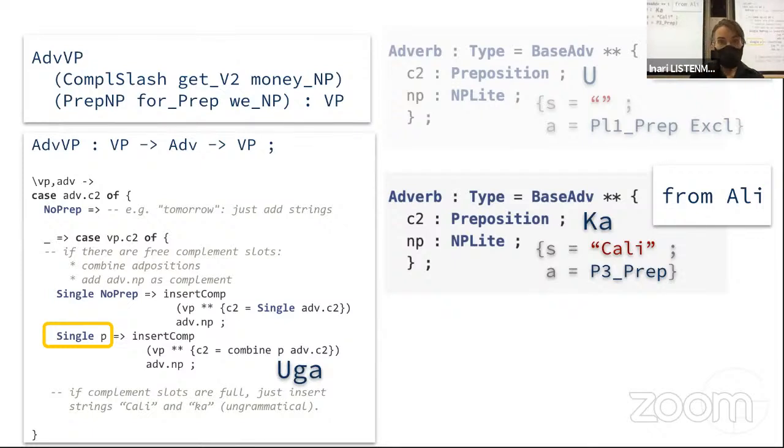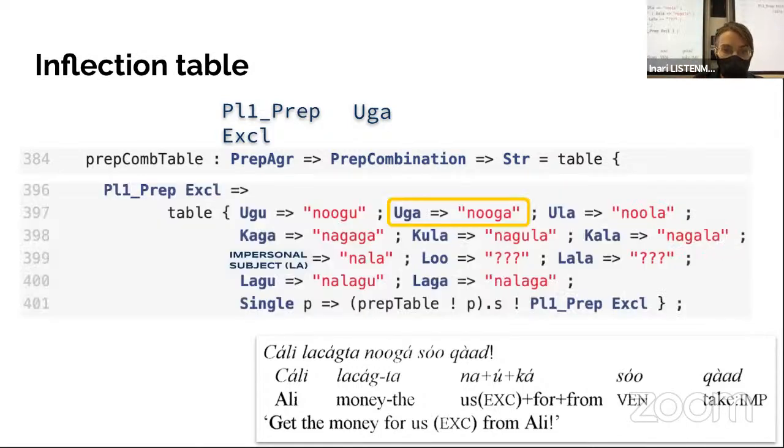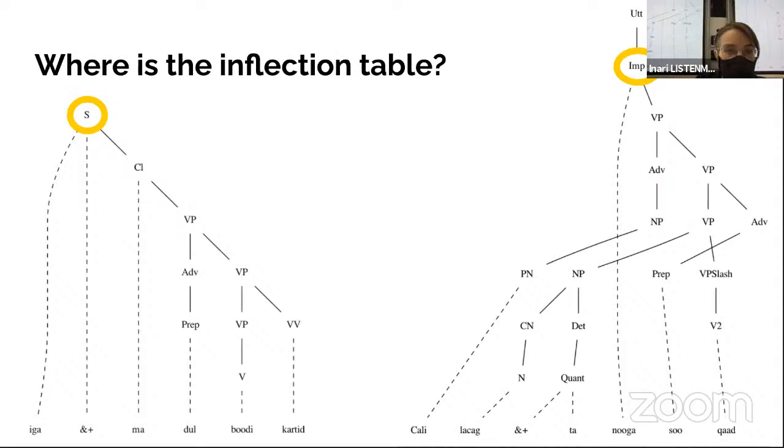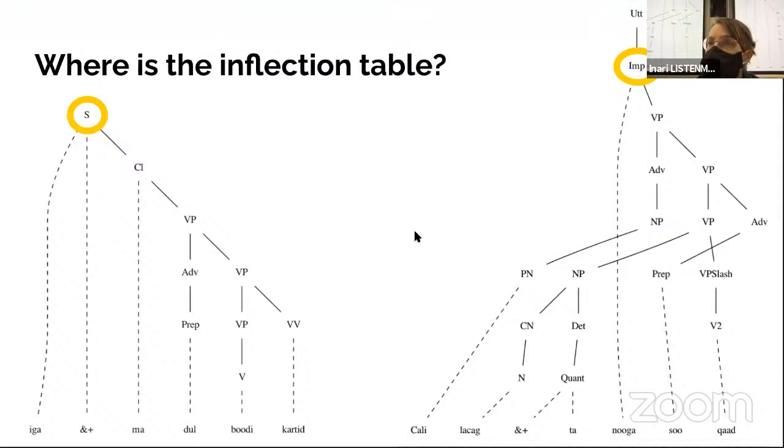So we have constructed the VP now, so now we can go to the inflection table. And here, object is the first person plural exclusive. So yeah, the addressee will not get the money. And the prep combination is uga. So we go here, and we get the string noga. And that's where it is. Do you see it? Trying to draw on screen. Where's my mouse? Oh, here.